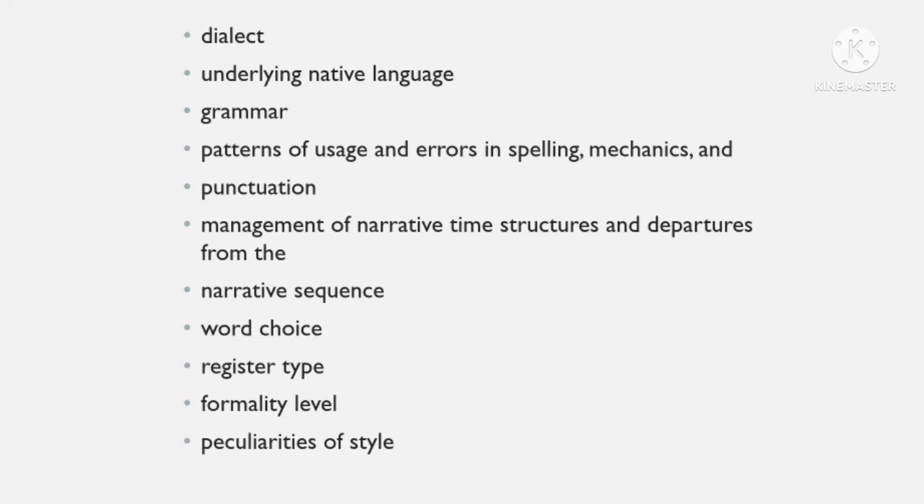The first one is dialect, and then underlying native language, then grammar, for example, clause embedding, preposition usage, discourse markers, and then patterns of usage and errors in spelling, mechanics, and punctuation, and then management of narrative time structures, of the parts and departures from the narrative sequence, then word choice, register type, like for example letter, ransom note, and detective novel maybe, and then the other is formality level, and the last one is peculiarities of style, and I think it's like parallel structures.